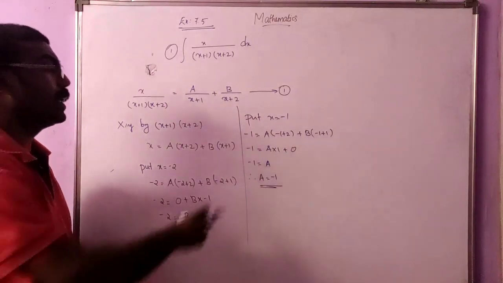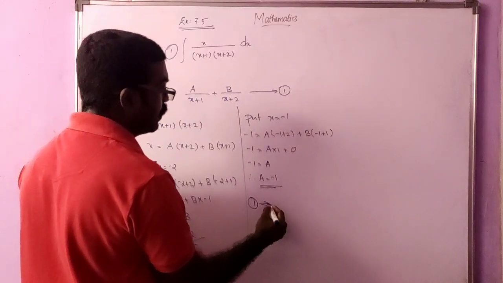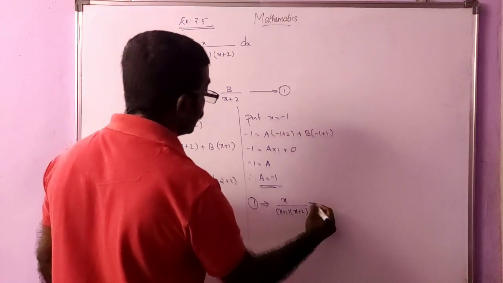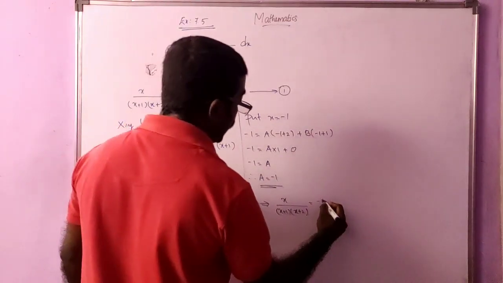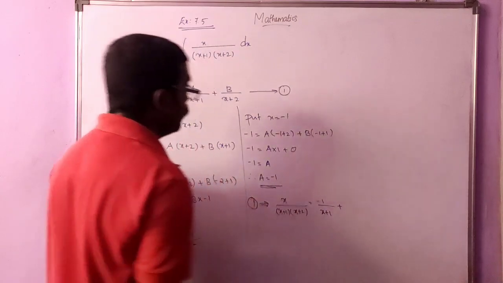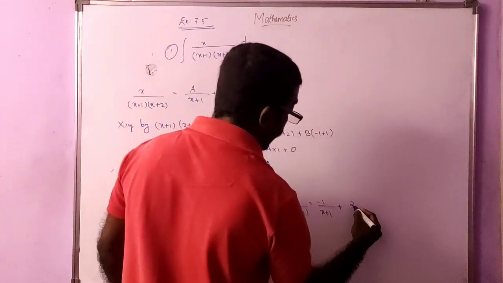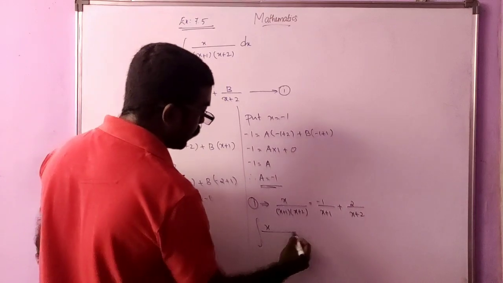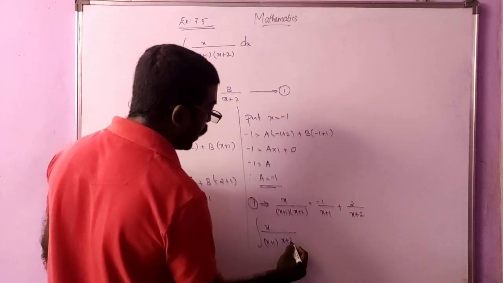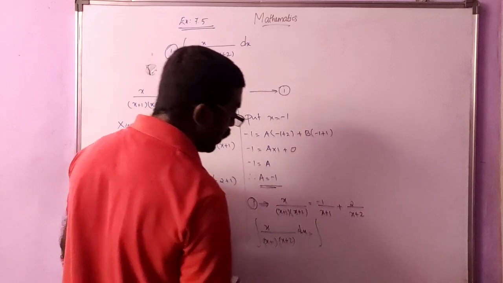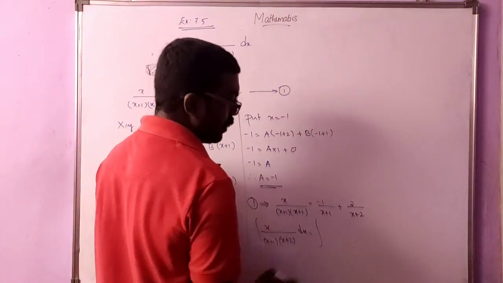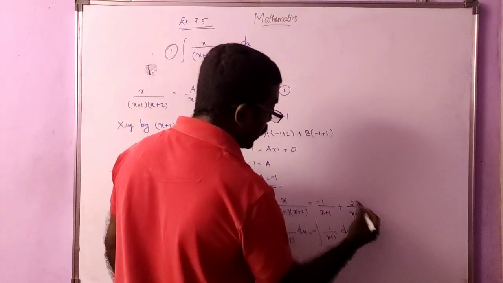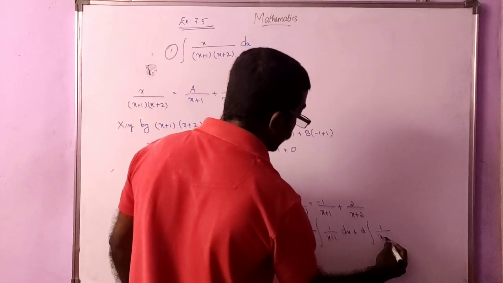Now we can replace it in equation 1. So equation 1 implies x by x plus 1 into x plus 2 is equal to a by x plus 1, that is minus 1 by x plus 1, then plus b by x plus 2, here it is 2 by x plus 2. Now we can integrate on both sides. Integral x by x plus 1 into x plus 2 dx is equal to integral, here we can integrate each and every term. This minus we can take out, 1 by x plus 1 dx. Next 2 we can take out, 2 into 1 by x plus 2 dx.